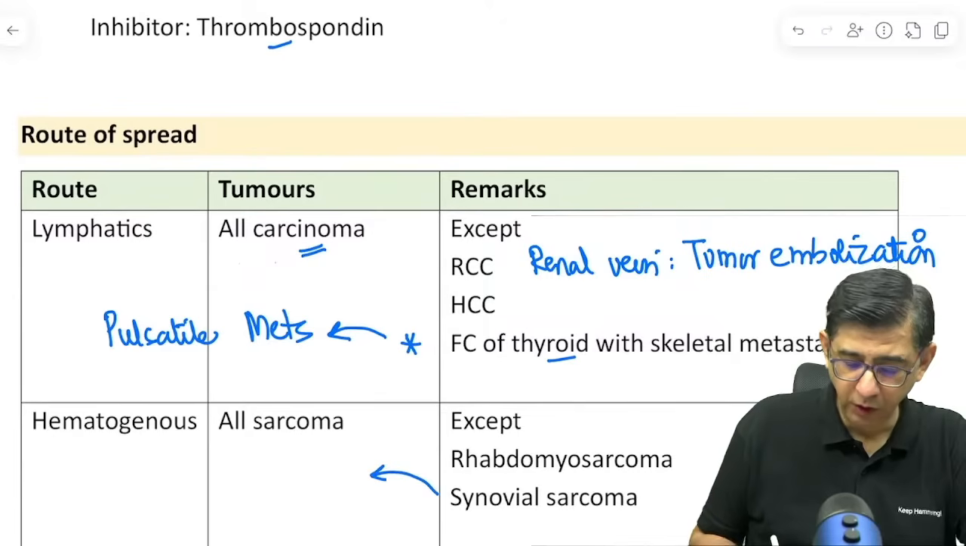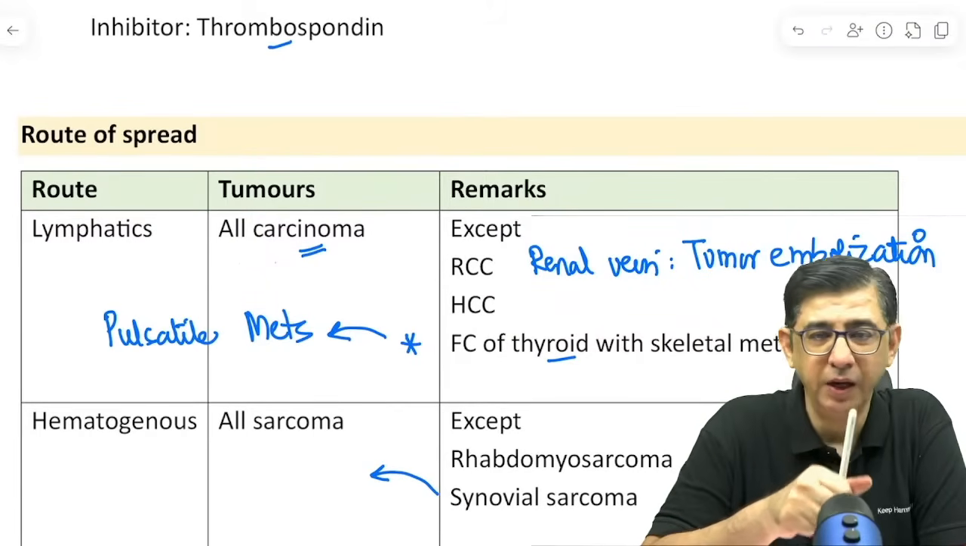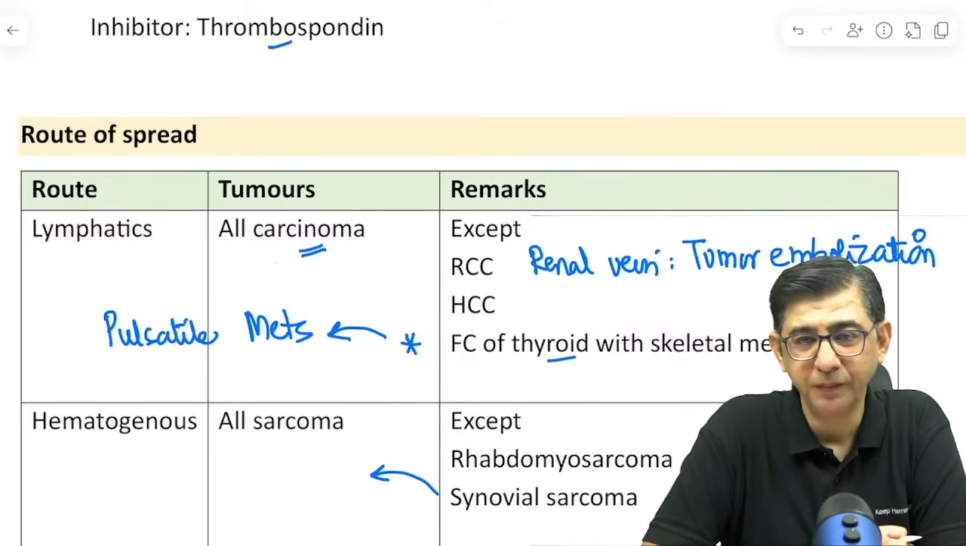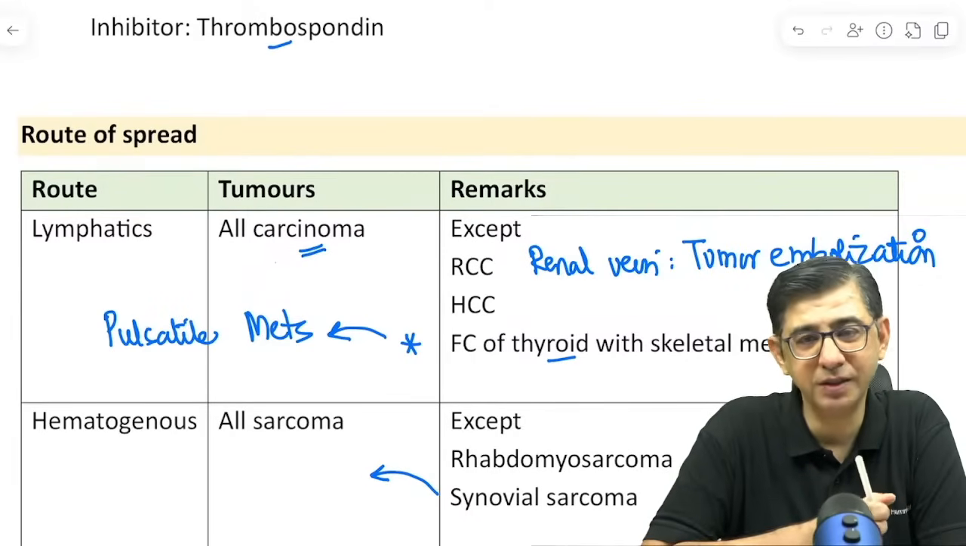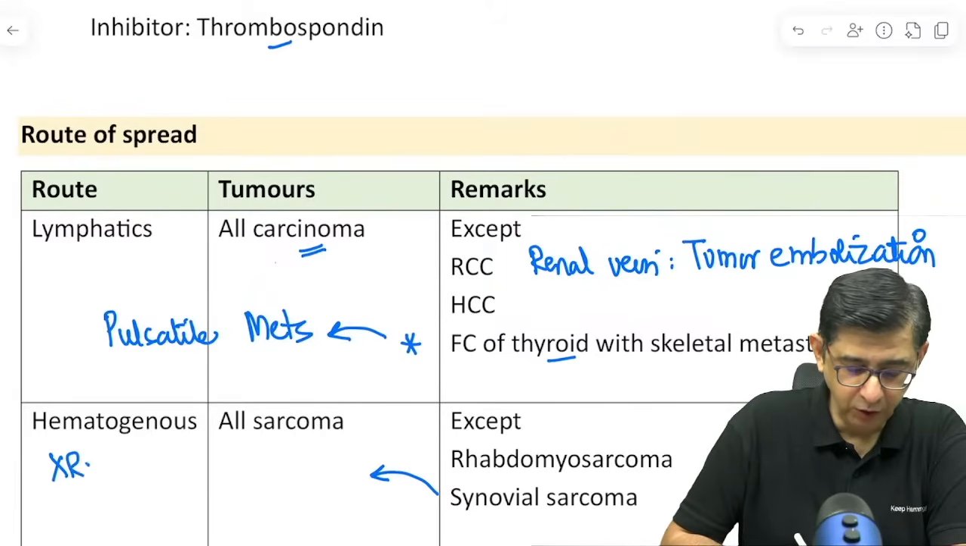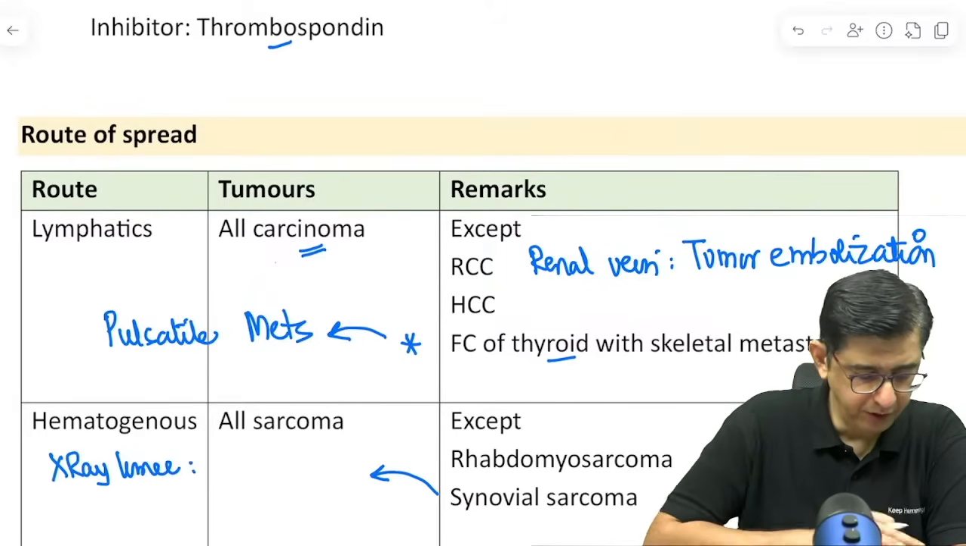Question for all FMG students who sat for last time's paper. Tell me the radiological finding of synovial sarcoma. I have shown the X-ray of this to you. Just last week इसका X-ray दिखाया मैंने. Yes, waiting for your answers here. X-ray of the knee joint will be showing what radiological finding with synovial sarcoma.